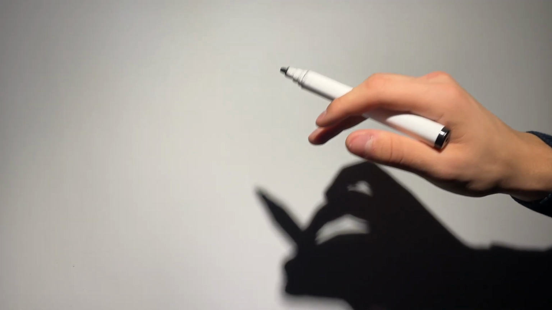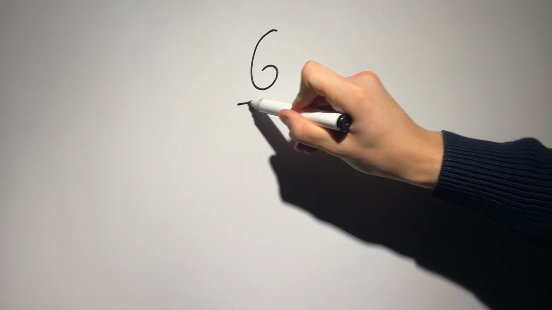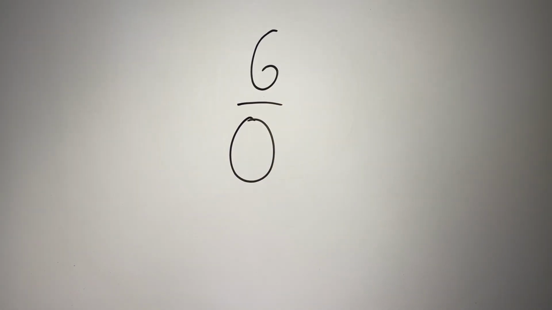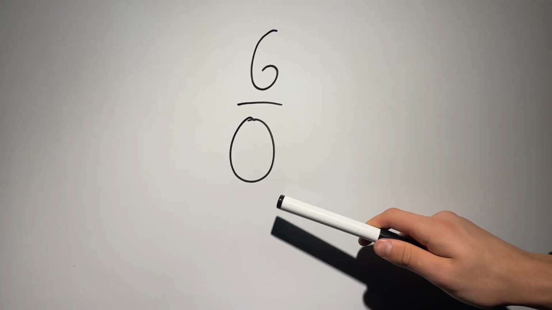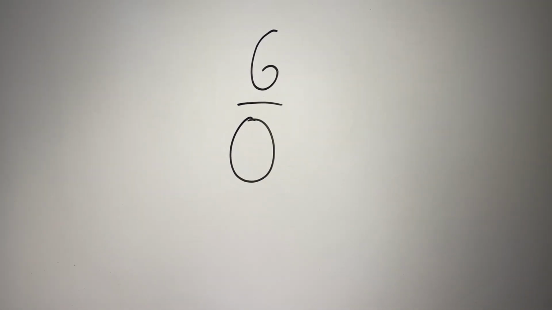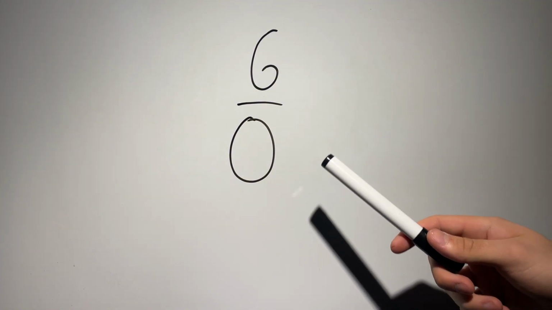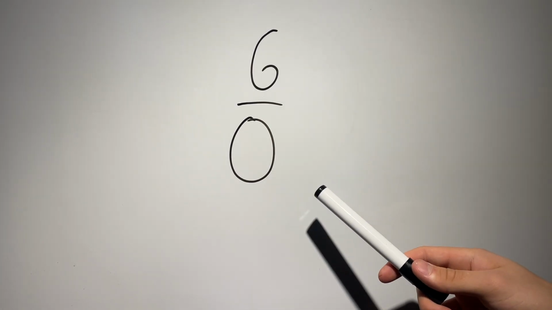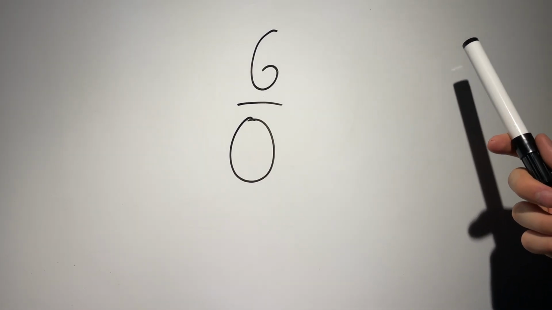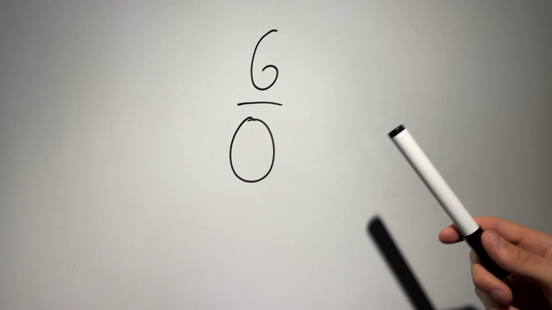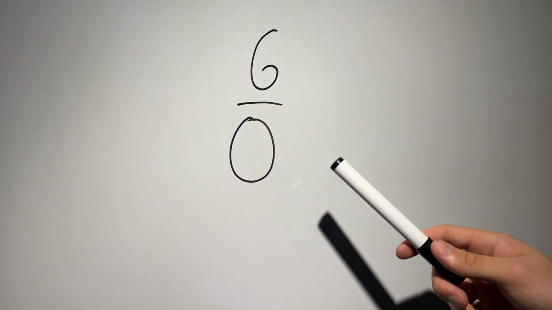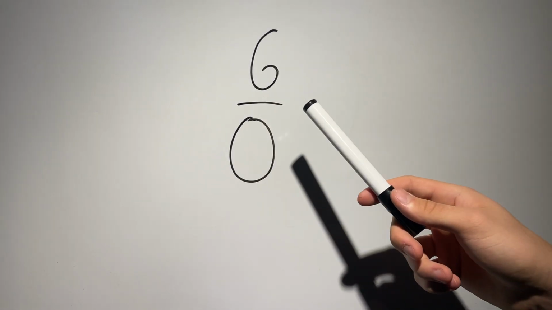Now here, things get tricky. What happens when you try to divide by 0? That's a good question. Let's think about it. What are we really asking here? We're trying to figure out how many times 0 fits into 6. But wait a minute, 0 doesn't fit into 6. In fact, 0 doesn't fit into anything, because multiplying 0 by any number gives us 0. So there's no way to find a number that when multiplied by 0 equals 6.